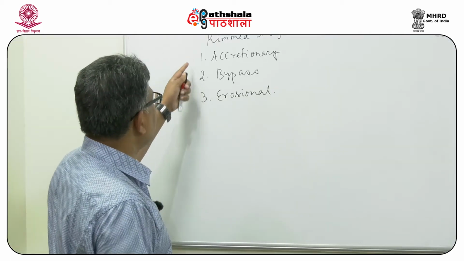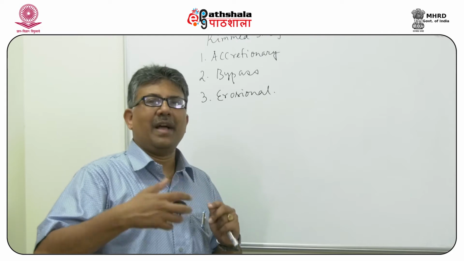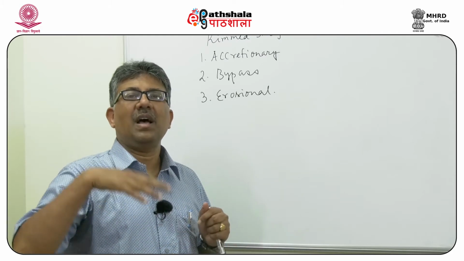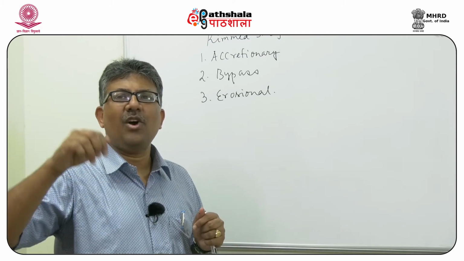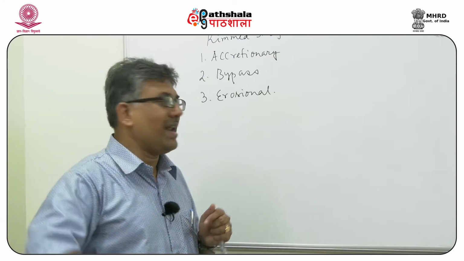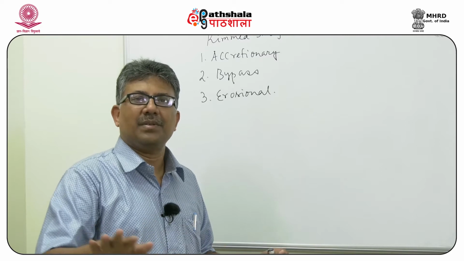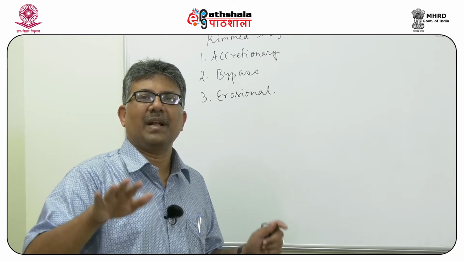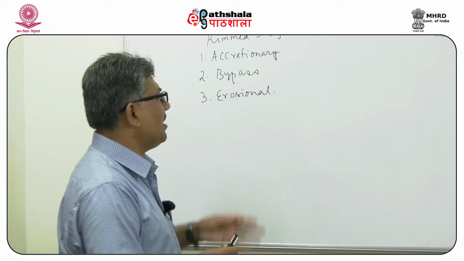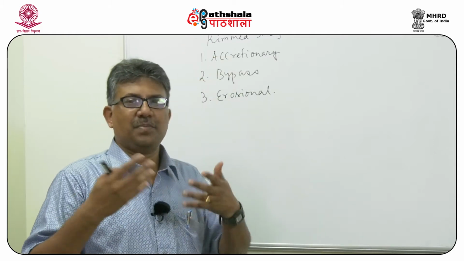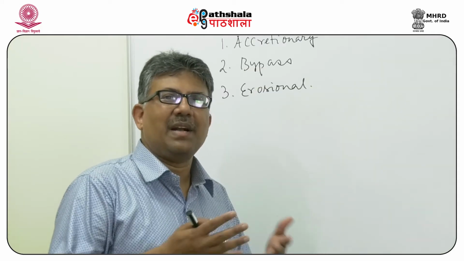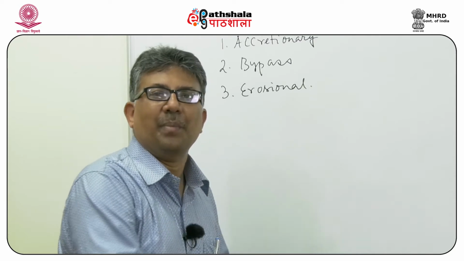So, both this accretionary and bypass, these are two kinds of behavior of the rimmed shelf when the sea level is relatively stationary or it is rising fast. Whereas the erosional is when the sea level is falling and the platform is exposed to a different kind of energy. So, depending on what kind of sea level it is exposed to, the rimmed shelf can have these different kinds of geometry.